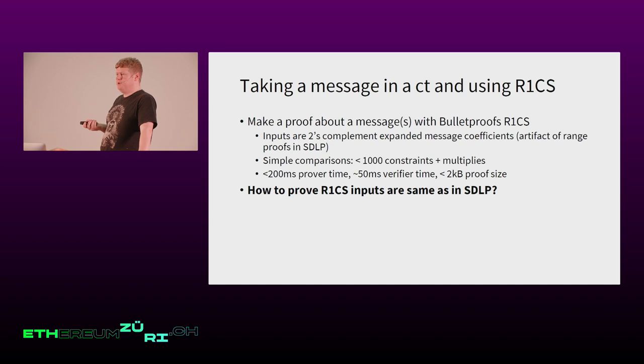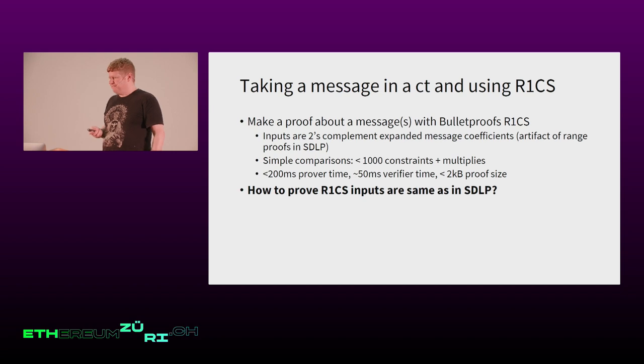To do this, we use bulletproofs with R1CS. Even though we're using bulletproofs, which has linear verification time as the number of constraints increases, the number of constraints and multiplies you need to create these kinds of circuits is not very large. You don't need very many of them. So we have pretty reasonable prover times, reasonable verifier times, and our proof sizes are under 2 kilobytes.